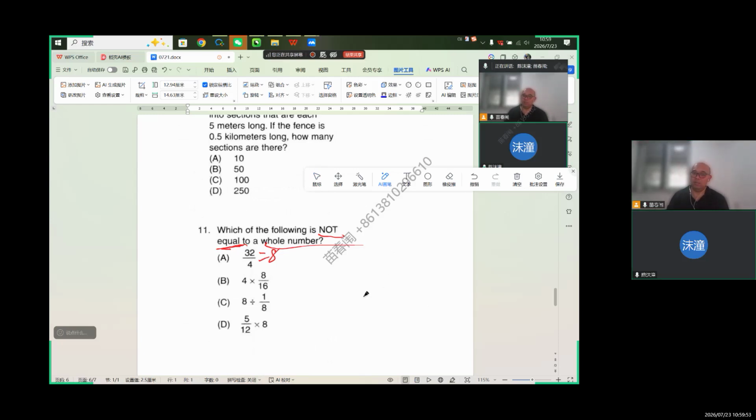No. So why did you choose A? A is 8. It's definitely a whole number. Oh. That's not equal, right? Yeah. So it's a reading problem, right? You didn't see the "not," right? Yeah. Oh, so the first thing is calculating ability. The second thing is read the words carefully, right? Especially "not" or "not," right?